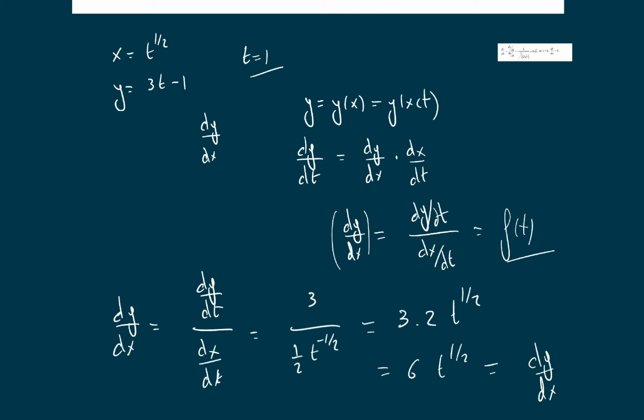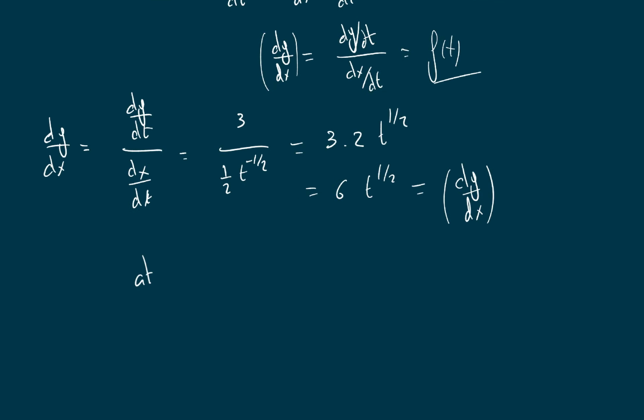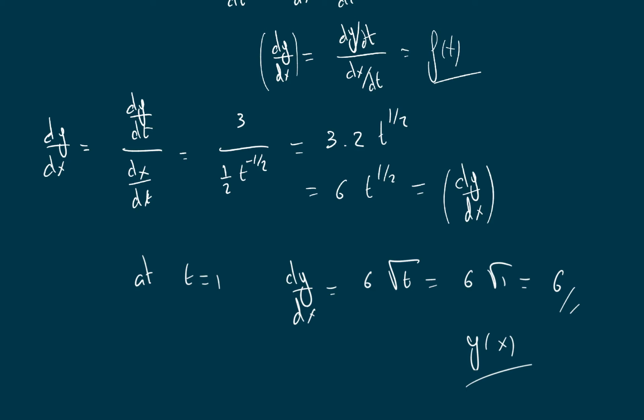It says find the slope of the curve. You see, we don't know what is the curve. The curve that is doing still we don't know, but we can find the slope of the curve at t equal 1. At t equal 1, the slope dy/dx is 6 times square root of t, or 6 times square root of 1, or 6. So the slope is 6. This is the slope of the graph y of x. And we don't know what is the graph, huh?